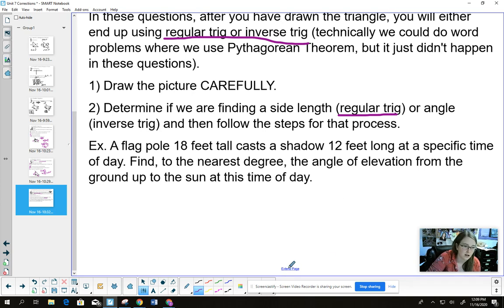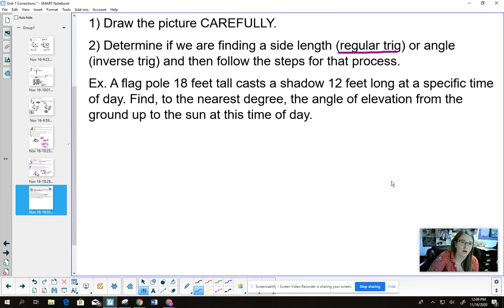So let's look at this one. A flagpole 18 feet tall casts a shadow 12 feet long at a specific time of a day. So what I want you to start with, pause the video if you need to, because I want you to try this question, because a lot of you guys miss these. So you need to try it on your own and then check. 18 feet tall and the shadow measures 12 feet. Where would those go? Draw the start of your triangle.